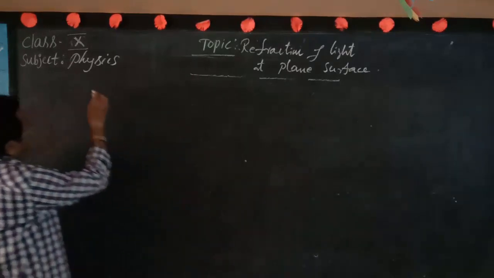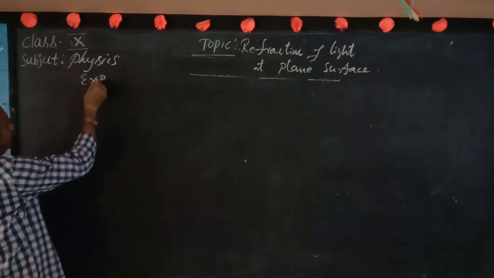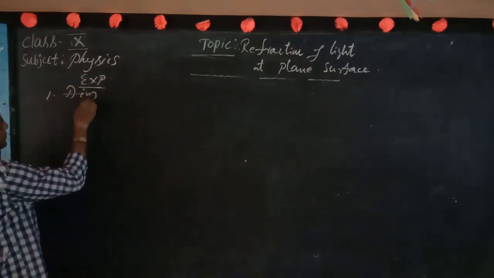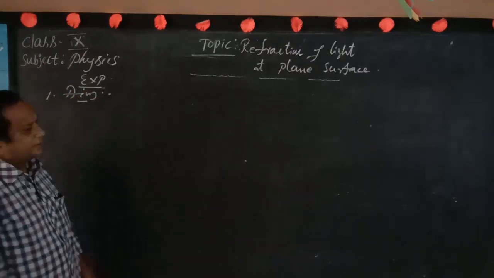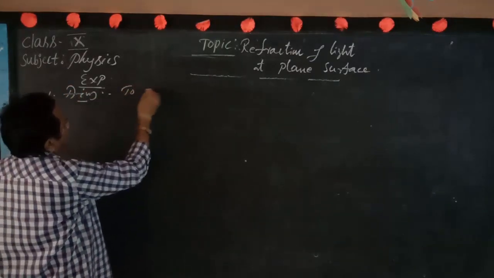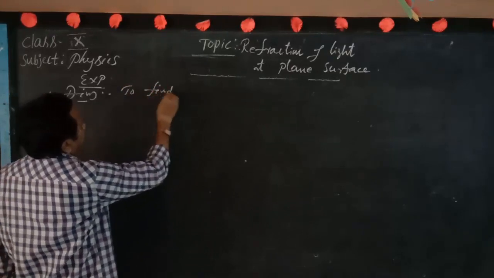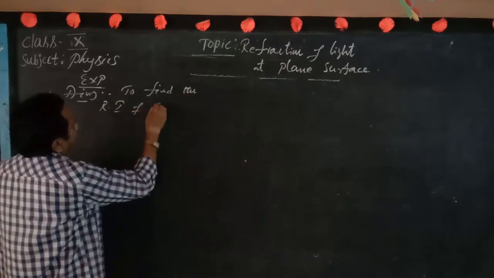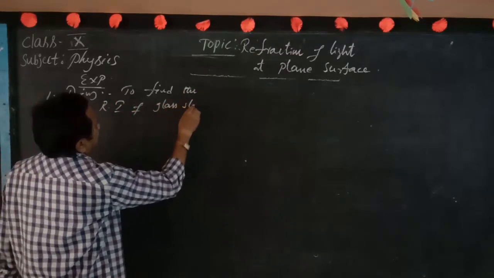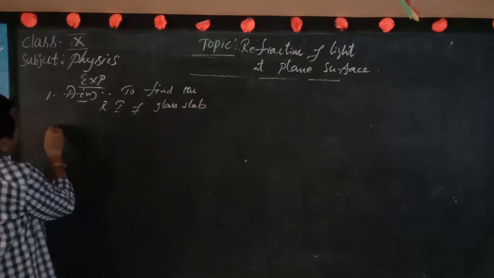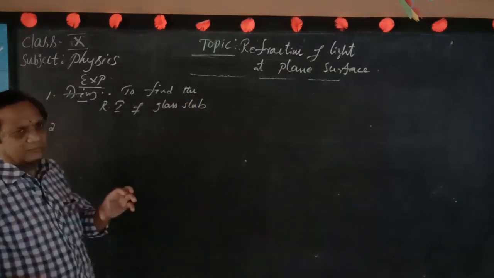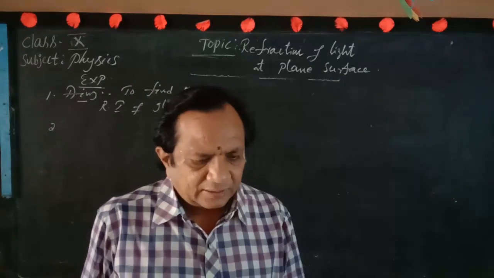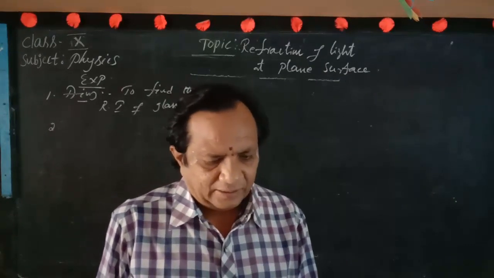So here is one of the simple experiments, and it is an important one. What is the aim of this experiment? To find the refractive index (RI) of a glass slab. The glass material will be a cube or cuboid, one glass slab to be taken, and its refractive index we can find.